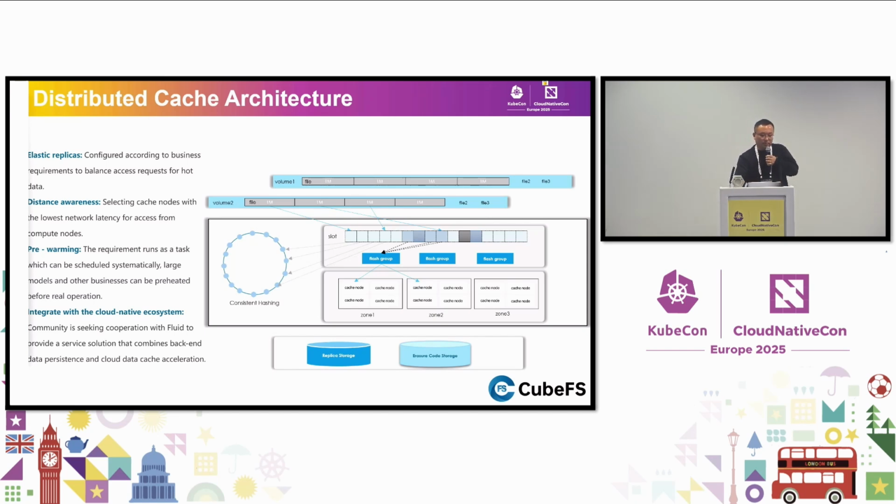Finally, in order to integrate with the cloud ecosystem and adapt to more usage scenarios, the community is seeking cooperation with other communities like Fluid to provide service solutions that combine backend data persistence and cloud data cache acceleration.